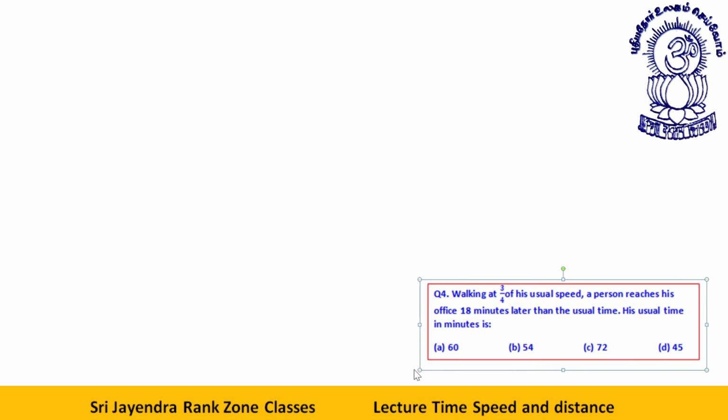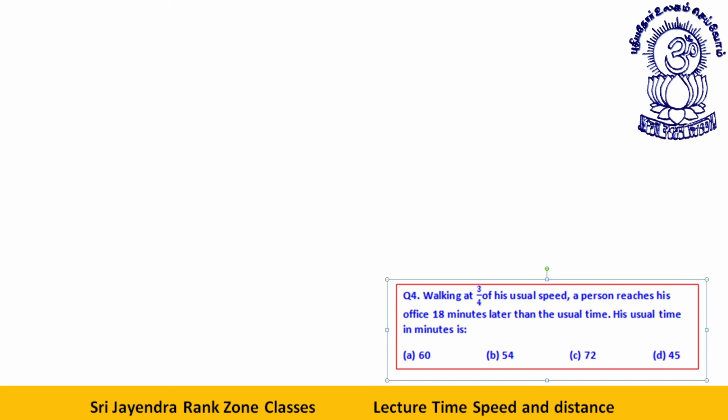See, students, this is genuinely an easy question. Look, walking at 3 by 4 of his usual speed, a person reaches his office 18 minutes later than the usual time. His usual time in minutes. If speed becomes 3 by 4, speed becomes 3 by 4.